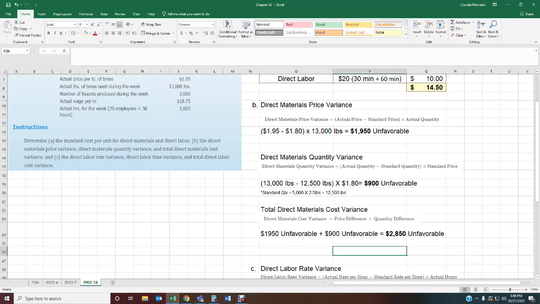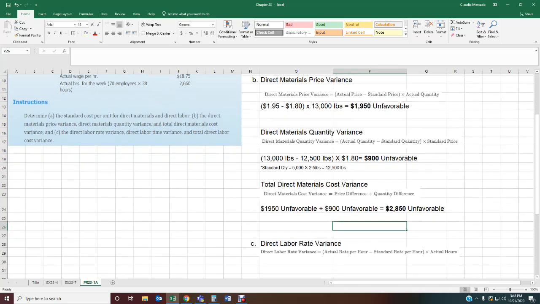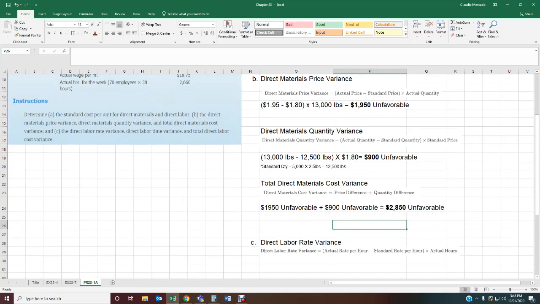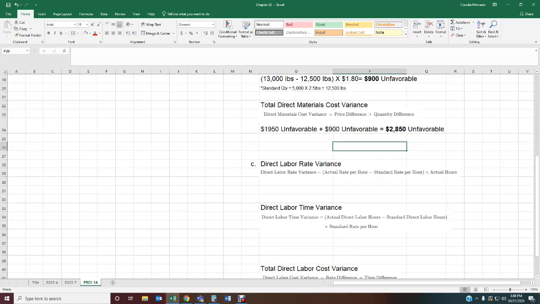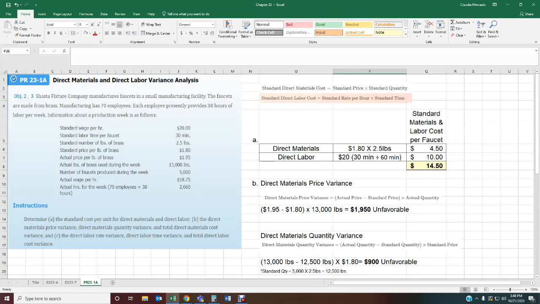We've already calculated the 3 components: our direct materials price variance, our direct materials quantity variance, and our total direct material cost variance, which is basically adding just whatever you get on the direct materials price plus the direct materials quantity variance. Okay. The last component deals with labor. The second part dealt with materials, the third part deals with labor. So the first thing they're asking us to calculate is the direct labor rate variance.